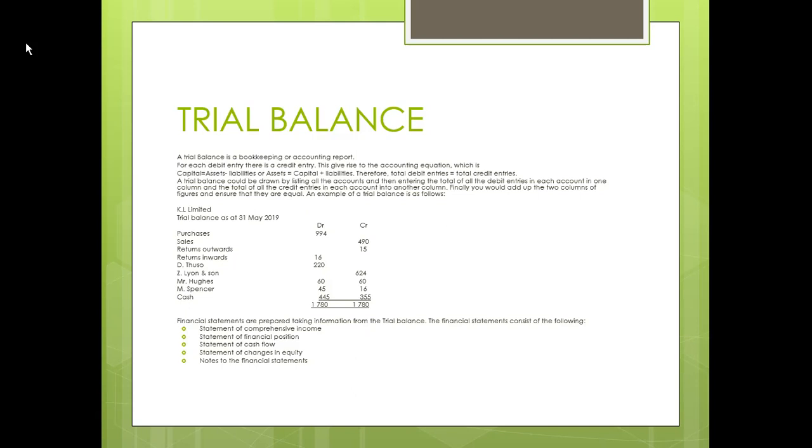Financial statements consist of 5 items. So the first one is the statement of comprehensive income. That is the income statement. The next one is statement of financial position, then the statement of cash flow, statement of changes in equity, and these are accompanied by notes to the financial statements. So all these comprise the financial statements. So when we are talking about financial statements, we are talking about these 5 things.